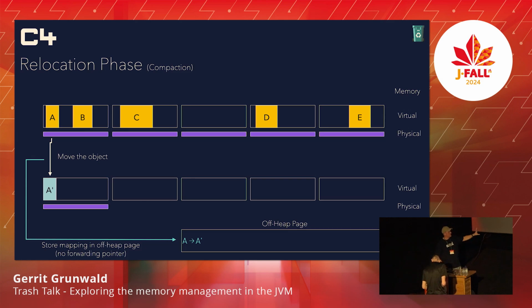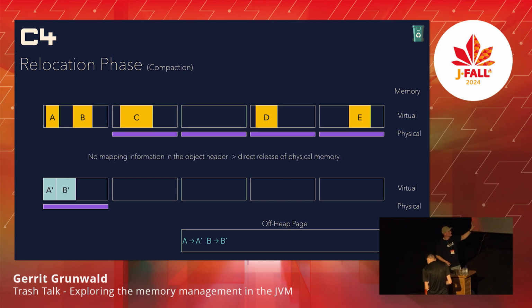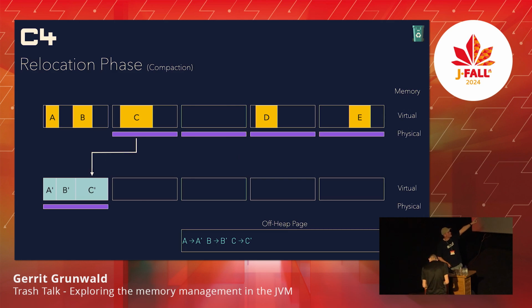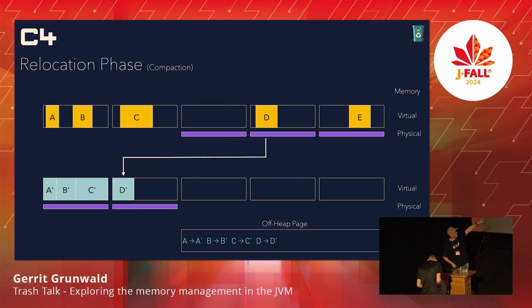That means the information where to find the new object is now stored in an off-heap page. And we do that for all the objects, right? So we move stuff around, and as soon as we moved it, we free the physical memory below it. That's quick release, because we don't need the old object anymore, because the information is in the off-heap page.